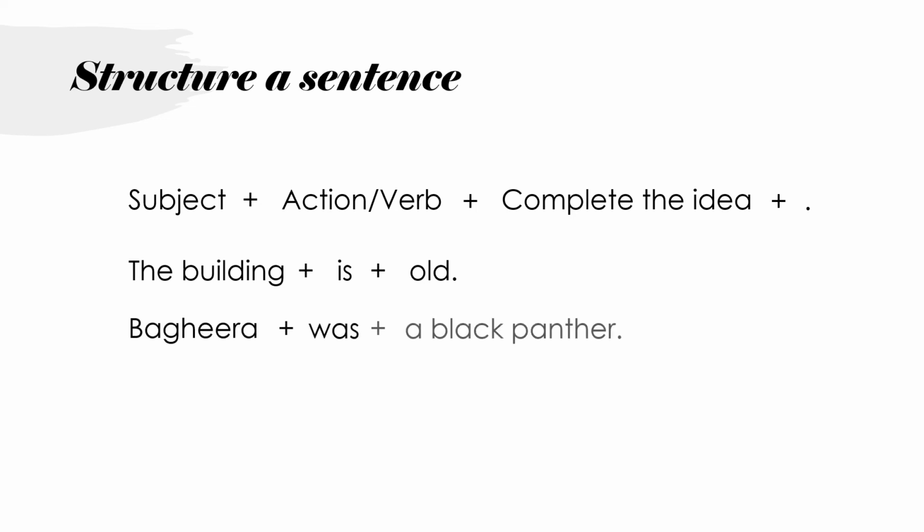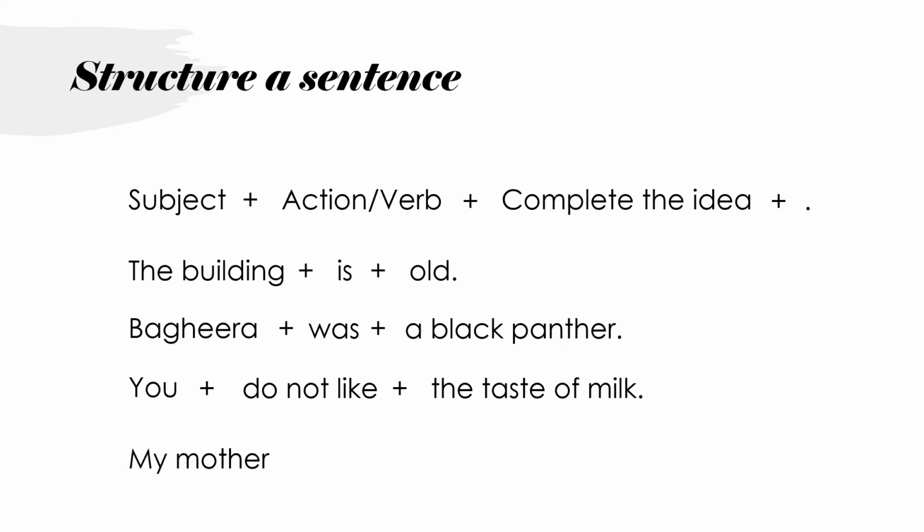Bagheera was a black panther. Here Bagheera is the subject, was is the verb, black panther completes the sentence, and finally we have the full stop. You do not like the taste of milk. Here you is the subject, do not like is the verb, and finally the taste of milk completes the idea, and we complete the sentence with a full stop.